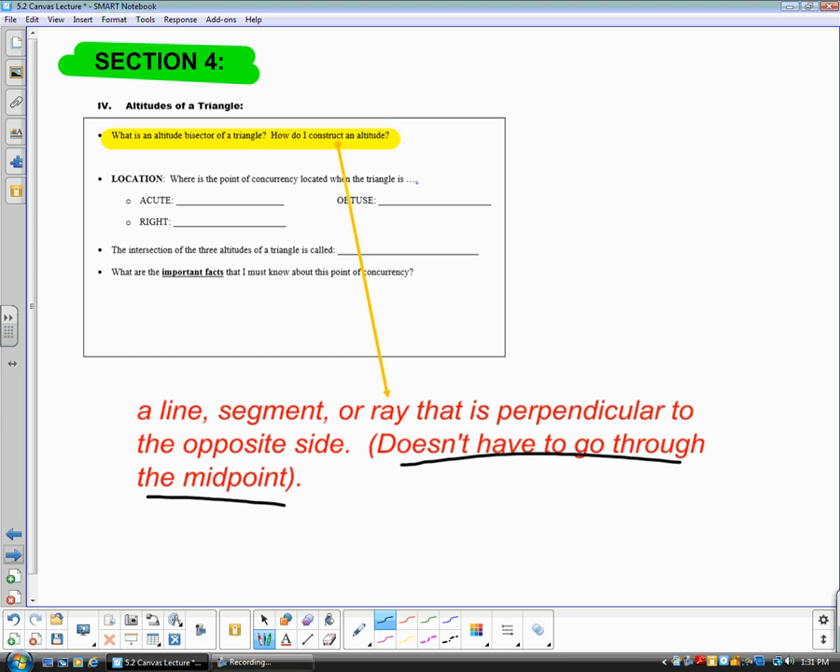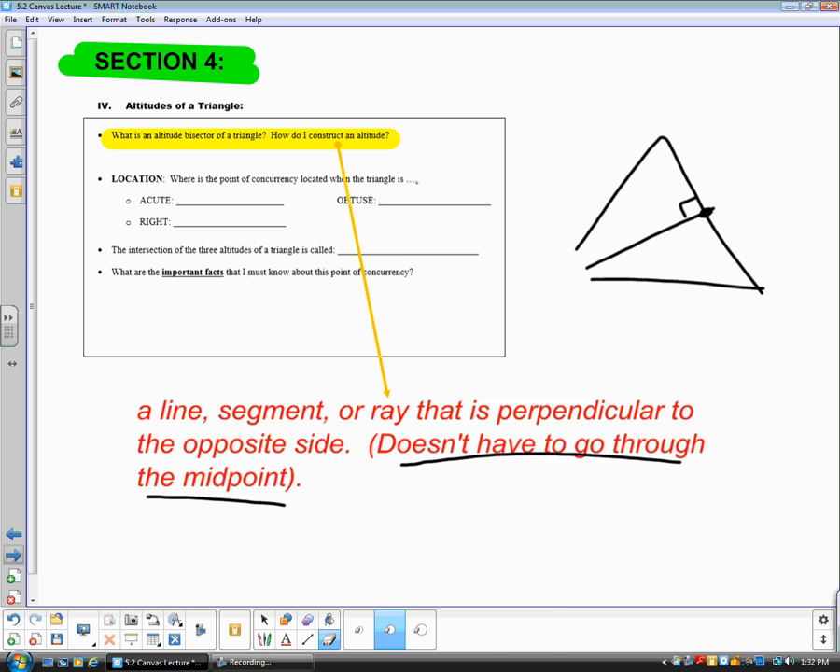When we talked about perpendicular bisectors, they had to go through the midpoint of that side. Now, when we talk about an altitude, it does not have to go through the midpoint. I'm sorry, I said that wrong. The altitude does not have to go through the midpoint. It just has to go through the vertex. So that's the difference between your perpendicular bisector and your altitude.